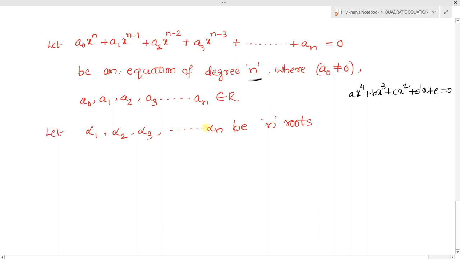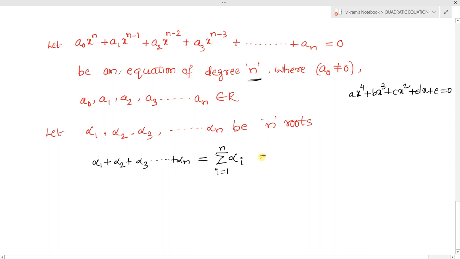Then we can write the sum of the roots. What is the sum of the roots? We can write the first one, sum of the roots alpha 1 plus alpha 2 plus alpha 3 and so on plus alpha n. The sum of the roots can be written as the summation of alpha i, where i equals 1 to n. If i equals 1, alpha 1, plus 2, we can obtain this in this manner.